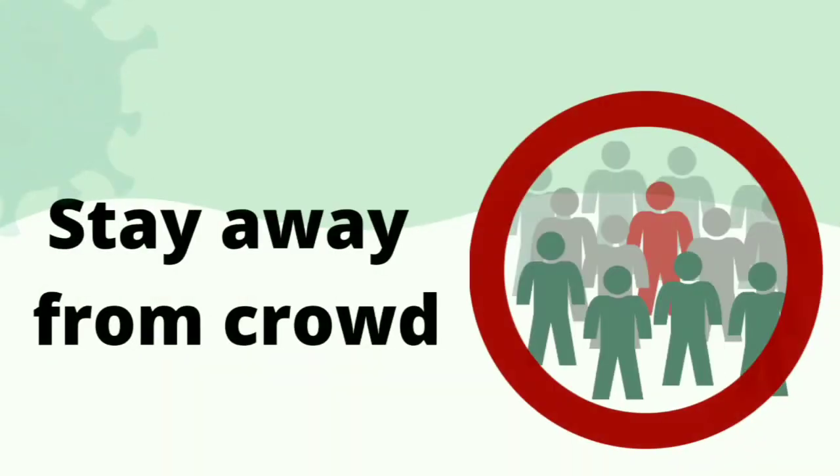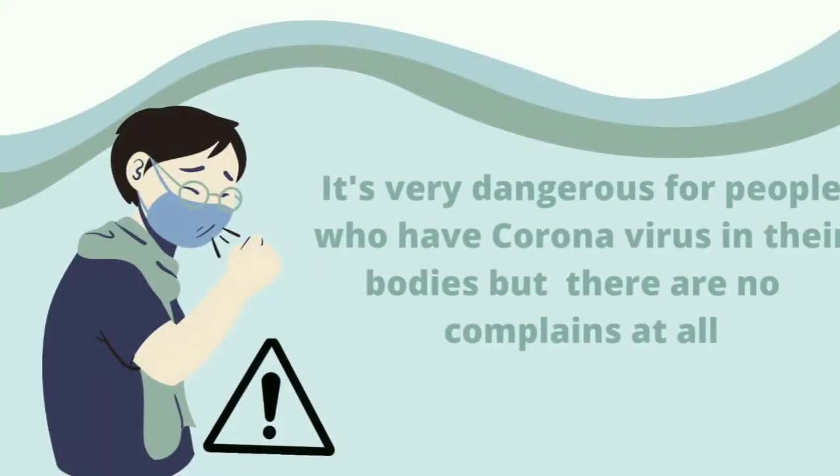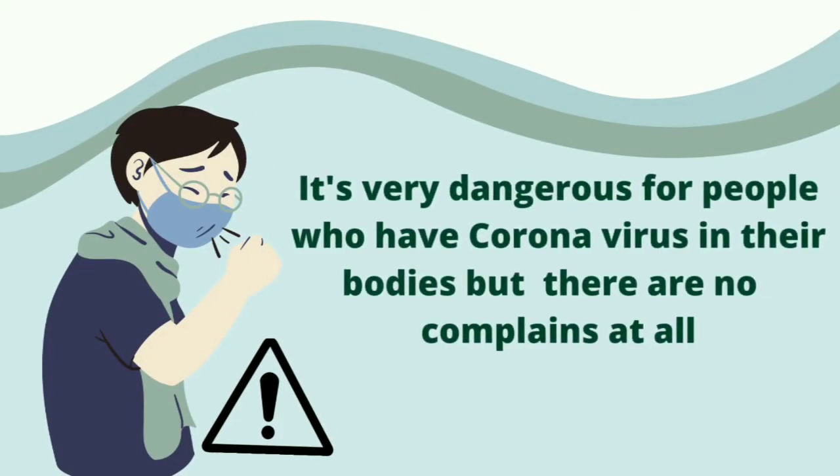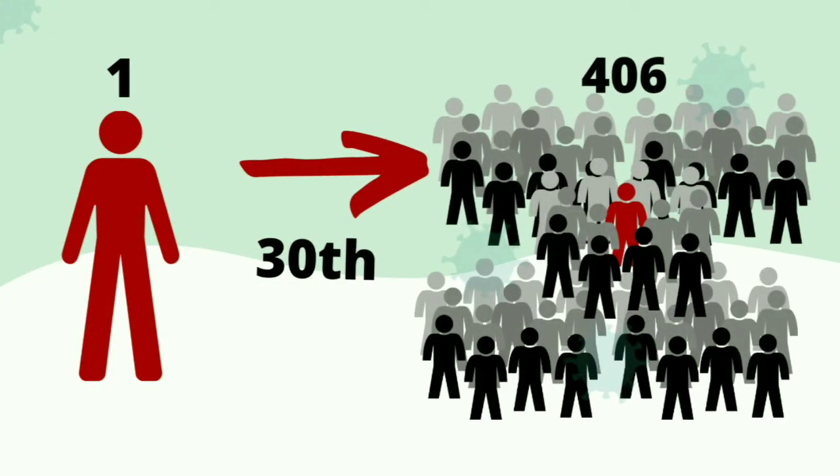The fourth step is to stay away from crowds, because we never know who outside the house is carrying the virus. It is very dangerous for people who have the coronavirus in their bodies but have no complaints at all. The Transportation Service 2020 said that when one person is infected and does not avoid crowds, it can cause 406 other people to be infected by the 30th day.